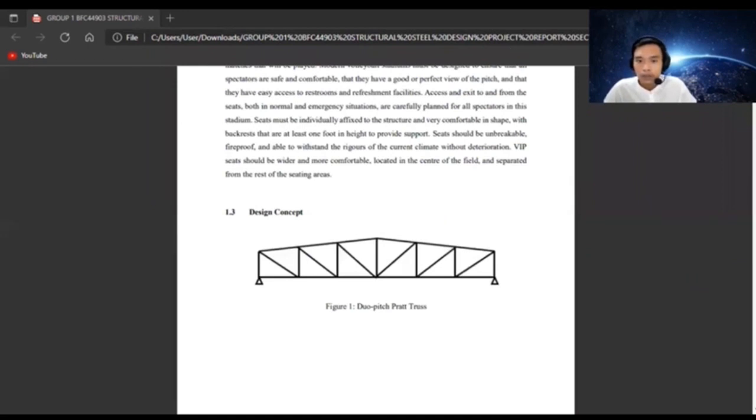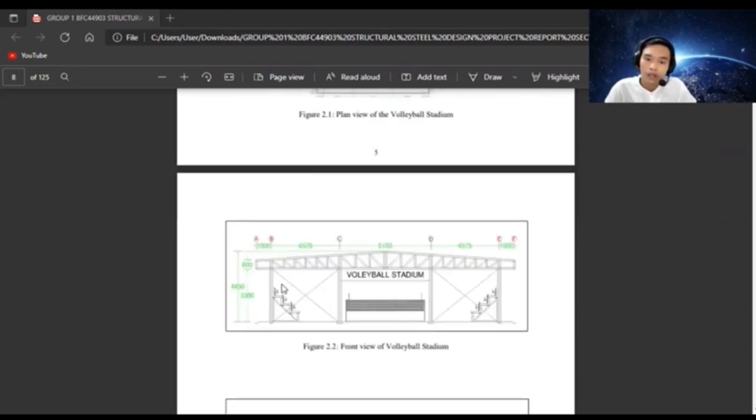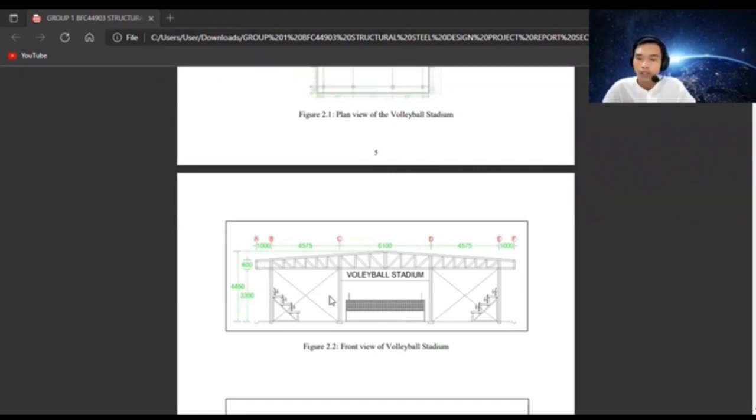From the group discussion that we did, we agreed on the design concept that we choose, which is a dual pitch truss. This is a simple layout in AutoCAD for our volleyball stadium. As you can see, this is a plan view of the volleyball stadium. This is the front view. All the dimensions, all the materials, all the design, we discussed during the minute meeting, and we agreed that this is our design for the volleyball stadium.